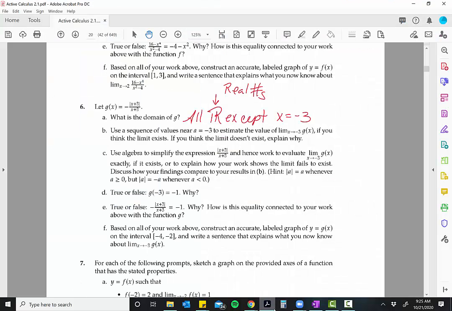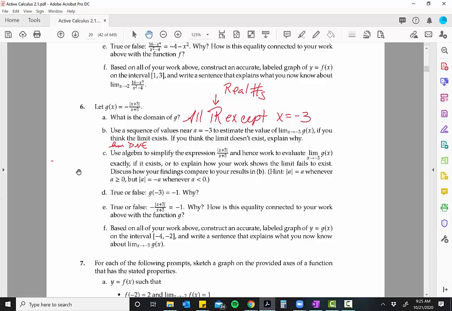So when we go back to here, the limit does not exist. Use algebra to simplify the expression absolute value of x plus 3 over x plus 3 and hence work to evaluate the limit as x approaches negative 3 of g of x exactly, if it exists, or to explain how your work shows the limit fails to exist. Discuss your findings and compare your results in B. Hint: the absolute value of A equals A whenever A is greater than 0, but the absolute value of A is the opposite of A whenever A is less than 0.